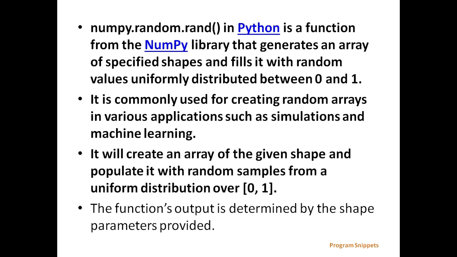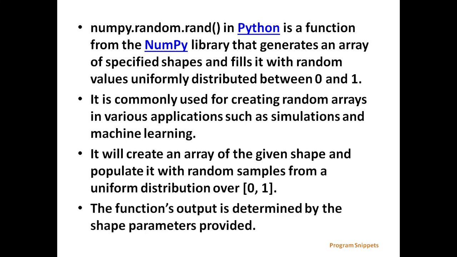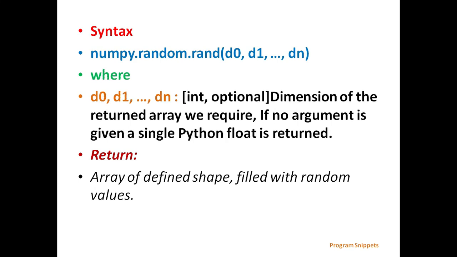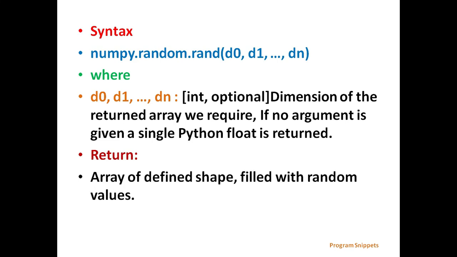It will create an array of given shape and populate it with random samples from a uniform distribution over 0 and 1. This function's output is determined by the shape parameter that we have provided with it. The general syntax is numpy.random.rand with parameters d0 to dn, where d0, d1 are the dimensions of the returned array that we require, and if no argument is given, a single Python float is returned. The return type of this function is an array of defined shape, which is filled with random values.